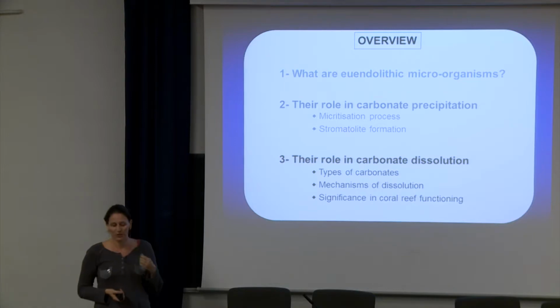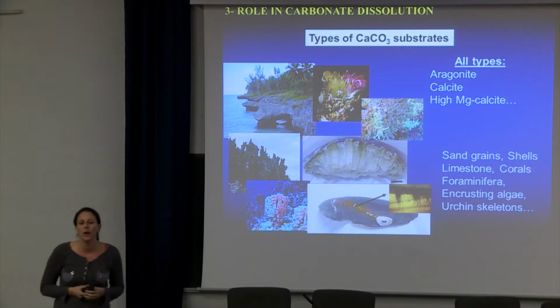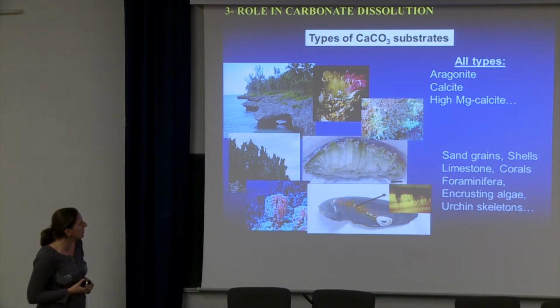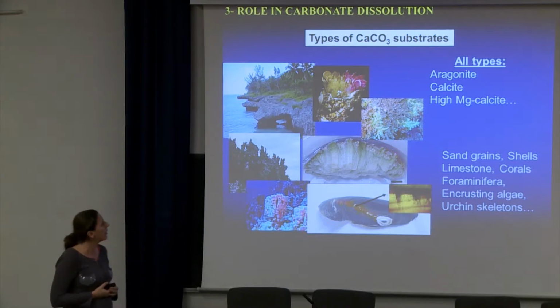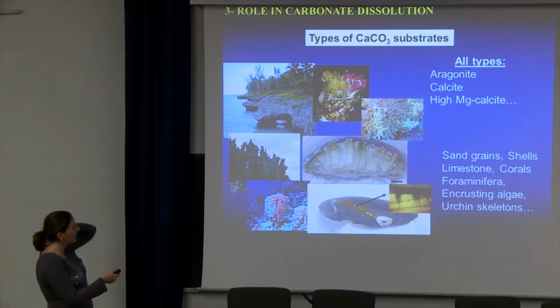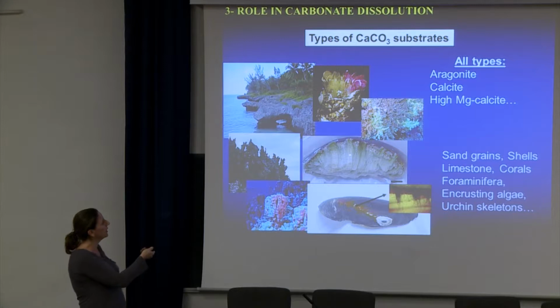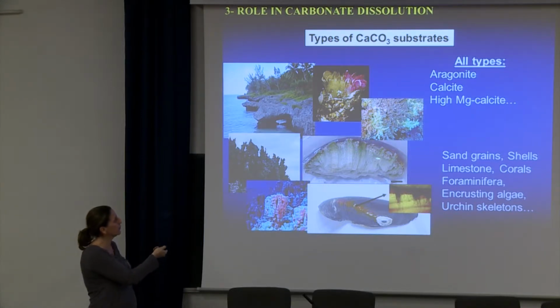Now let's see the dissolution process, which is due to these organisms. All kinds of carbonate substrates from all kinds of ecosystems, freshwater, marine, even terrestrial ecosystems, are concerned by euendolithic carbonate dissolution. And it goes from sand grains, shells, limestone, corals, living corals and dead corals, foraminifera, etc. You can see on this picture, which is a living coral collected in New Caledonia, the green band that those organisms would form, or here also on this Acropora.